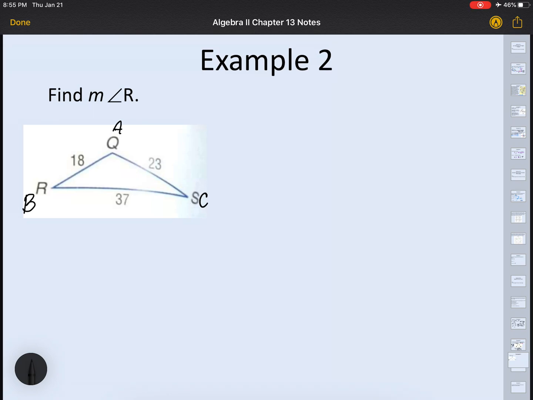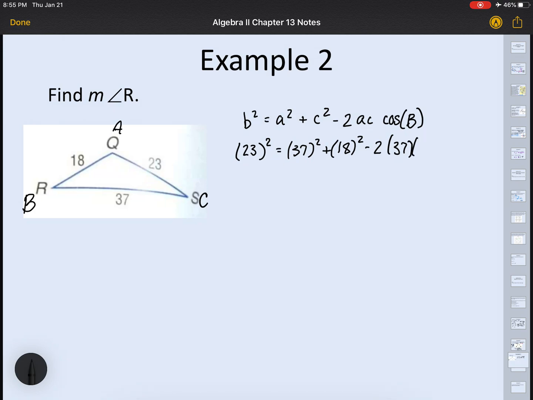So what we can do now, if we're trying to solve for R, which we're really calling B, is use the formula to solve for B. So minus 2ac this time, cosine of angle B. Since we know side length B, aka R, is 23, that's little b squared, plus little a, or q, which is 37 squared, plus little c, aka s, which is 18 squared, minus 2 times 37 times 18 times the cosine of angle B, and we're trying to figure out angle B, aka angle R. I'm not going to start evaluating quite yet.